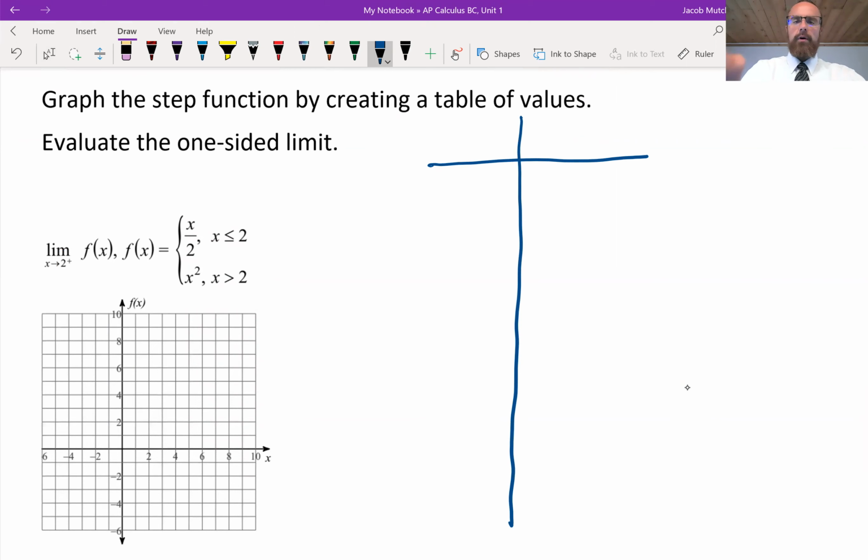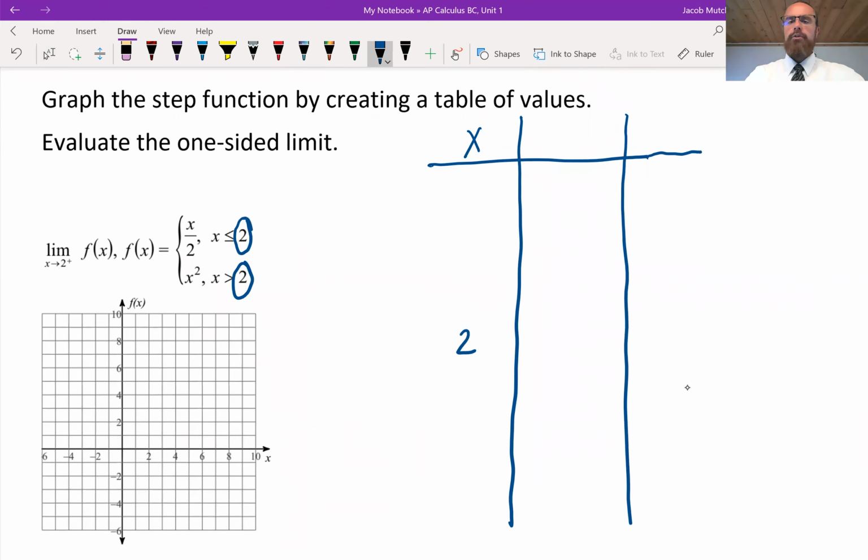We'll do so from the graph. So again, I'm going to start with my x column, and I'm going to look at the threshold. So I switch from one function in the piecewise to the other function at the x value of 2. So 2's got to be here, kind of central in my domain. And I also want to include a third column. So remember, with piecewise functions, we've basically got two functions that trade off at a certain x value.